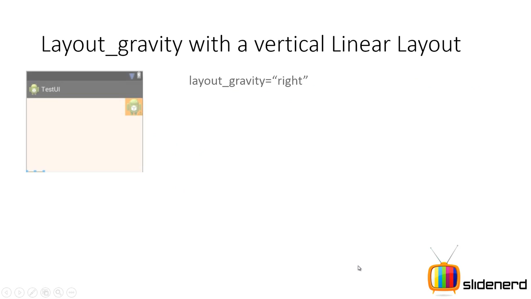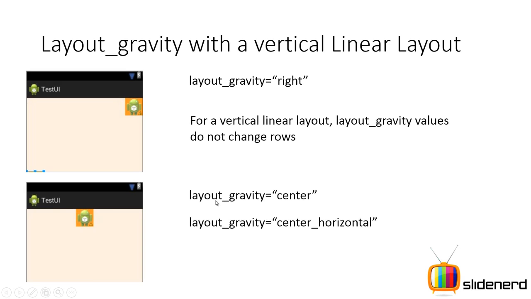So here I have the same image view. When I say layout gravity is right, you can see the image view is on the right side now. This is a vertical linear layout, remember? Then when you say layout gravity is center, or when you say center horizontal, it's going to stick in that same place. But let's say if you put a value like center vertical, then it's going to go back to the default location, because this value center vertical is not supported by a vertical linear layout, because you're trying to change the rows. Remember, layout gravity values do not alter the columns in a horizontal linear layout and do not alter the rows in a vertical linear layout.